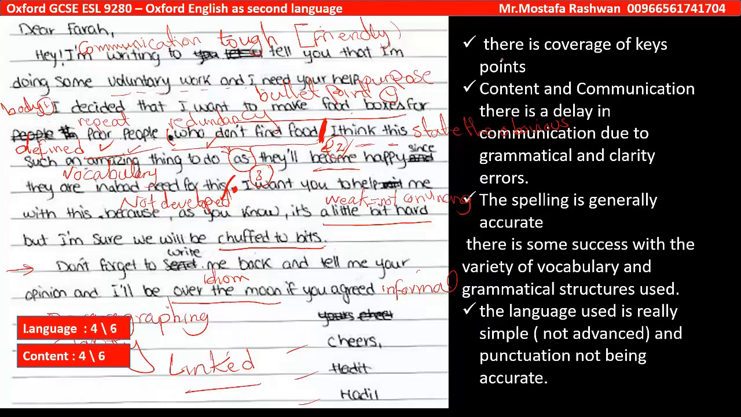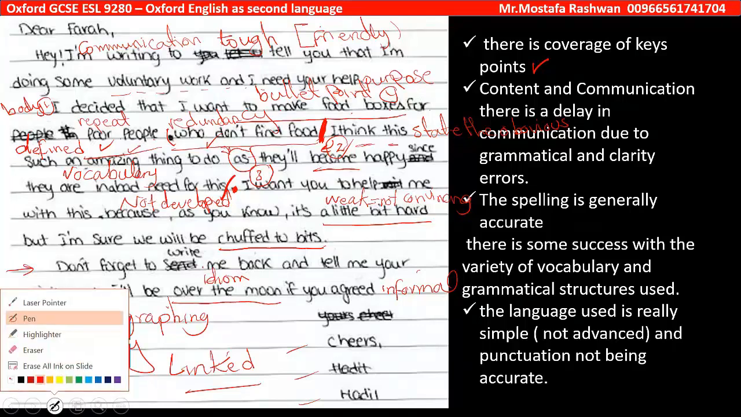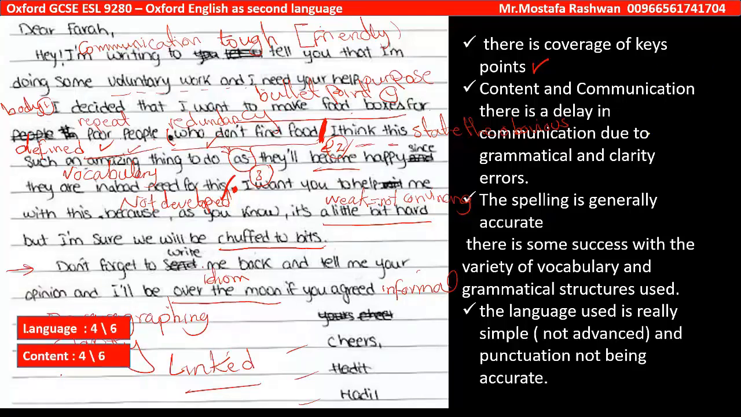Number 1, he said there is coverage of key points, and the student already wrote about the key points because we already found each bullet point is written but not well or effectively covered. Content and communication. Here is the point. Regarding content and communication, there is a delay in content and communication. What we mean by delay is that ideas are not very well covered, not very clear and not developed. So there is delay in communication.